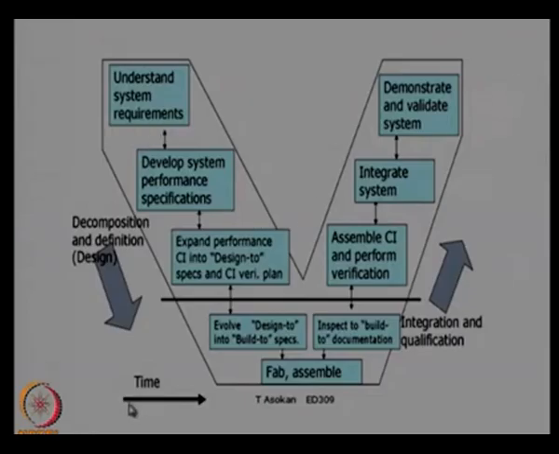As you can see here, this is the timeline. You can see there are many activities taking place parallelly. Here you can see as the process of understanding the customer requirements is going on, we start developing the system performance specifications also, and it keeps on modifying as we progress with time. And as the system performance specification is being developed, the performance CI into design to specs and the CI verification plan, that is the configuration item verification plan, will also be developed. So many parallel activities take place along with the sequential activities also. That is why we have a V shape for this particular system design.